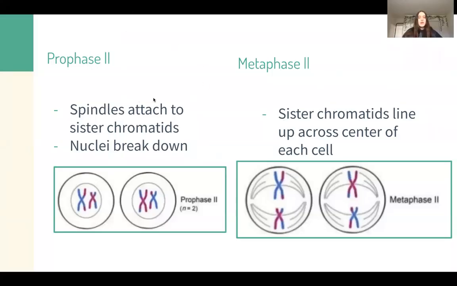Okay, so then, meiosis has 2 divisions, so it goes through this again. So prophase 2, this is when the spindles attach to the sister chromatids and the nuclei break down, just like what happened in prophase 1. And then in metaphase 2, the sister chromatids line up across the center of each cell, and you can see this in the image below.